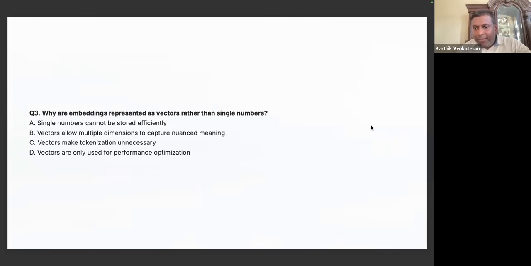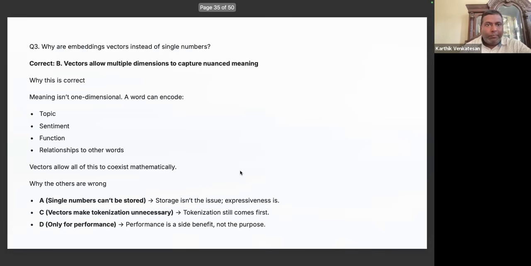Okay, already people started answering. Everyone is saying B, you are right. It allows multiple dimensions. I mentioned, right? 768 dimensions. So it can understand all the nuances associated with the word. It can understand the topic, what is the sentiment, function, relationship to the other words. All those things the ML models can easily learn if you represent the data in vectors.